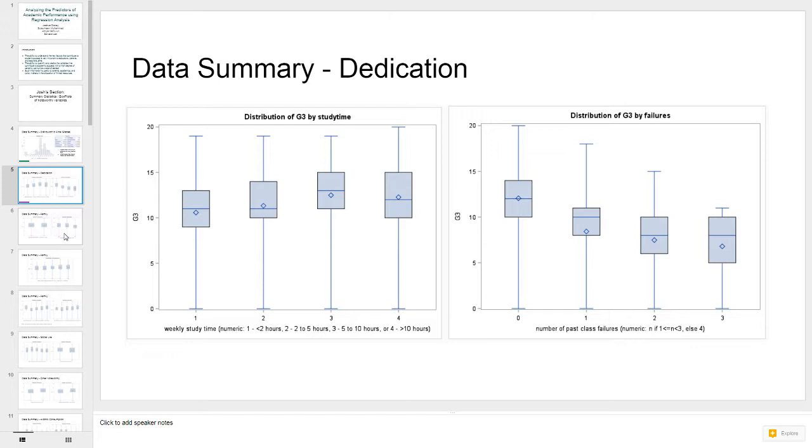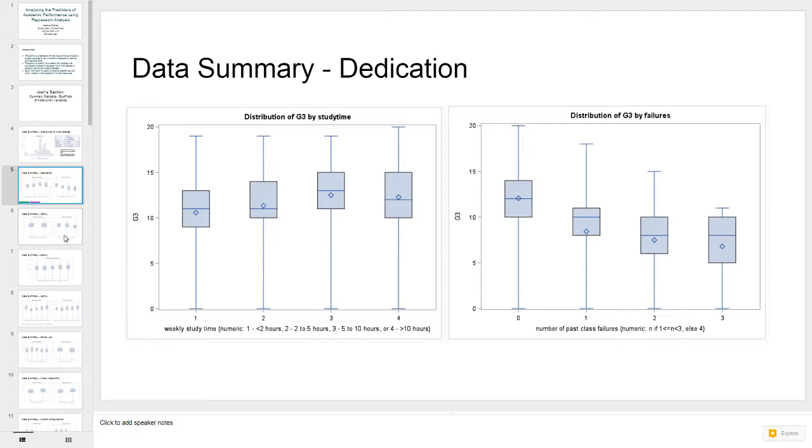This is a box plot of dedication, so that's your final grade by study time on the left, and then by failures on the right. I didn't include failures for the logistic regression because it's kind of obvious if you failed in the past, you're probably going to fail in the future. But you can see study time, there's a pretty strong linear or positive relationship between study time and final grade. And these are broken out into categories.